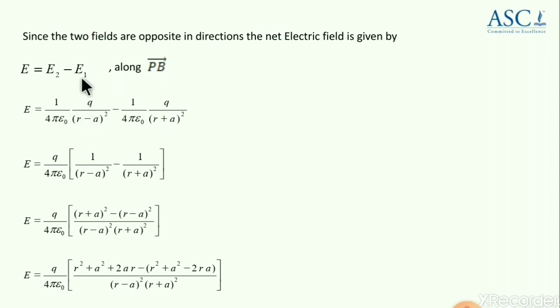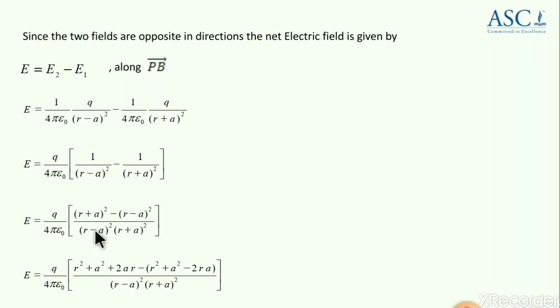Now all these steps are mathematics. Total field equals, in place of E2, whatever we have written in the previous slide, substitute, minus E1, which is 1 by 4 pi epsilon naught q by r plus a whole square. Now take the common factor, which is q by 4 pi epsilon naught. What is left inside the bracket? It is 1 by r minus a the whole square minus 1 by r plus a the whole square.